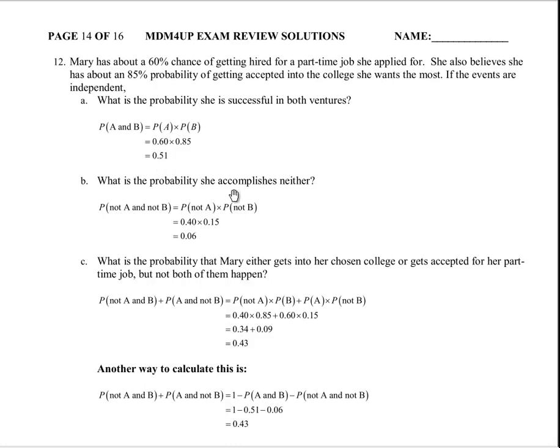In B, it asks, what is the probability she accomplishes neither? So the probability of not A and not B, neither happening, would be the probability of not A, so not getting the job, times the probability of not getting into the college she wants. Now, if the probability of A is 0.6, the probability of not A is 0.4. The probability of B is 0.85, the probability of not B would be 0.15. Subtract each of them from 1. So 0.4 times 0.15 is 0.06. So she only has about a 6% chance of being unsuccessful in both.